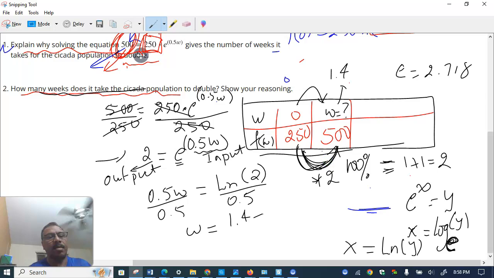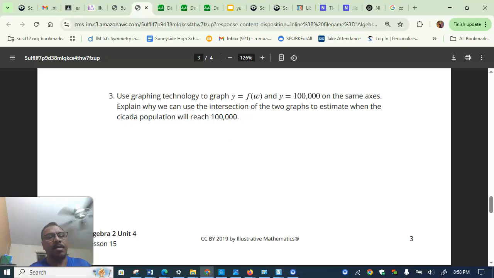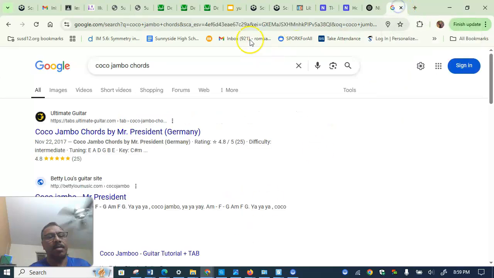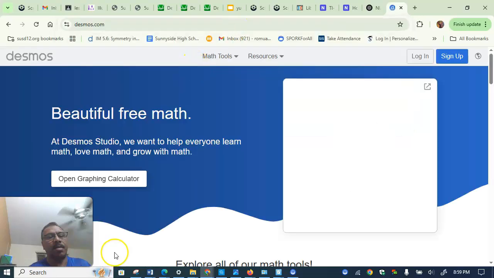So let's go directly to the third question. It is asking us, using graphing technology, graph this and 100,000 on the same screen, and explain why we can use the intersection points of the two graphs to estimate when the cicada population will reach 100,000. So we'll use Desmos directly, on the Desmos calculator.